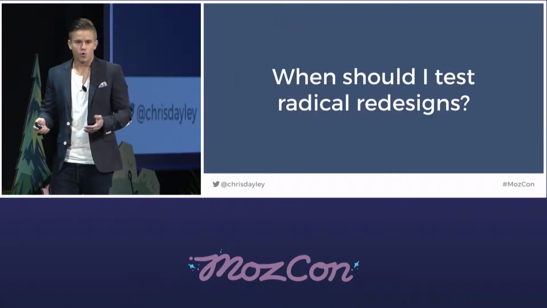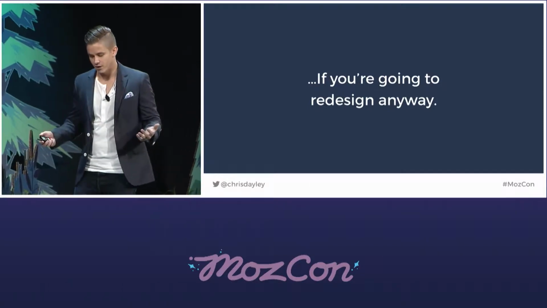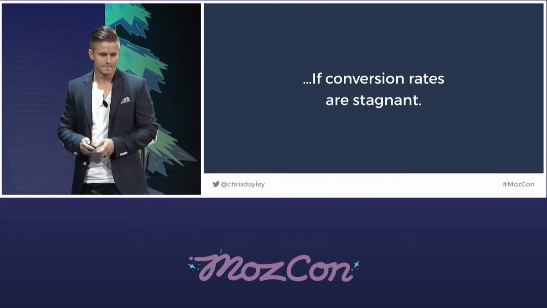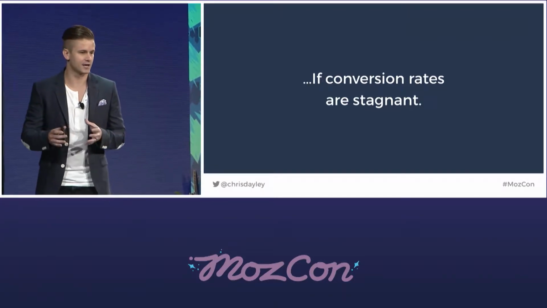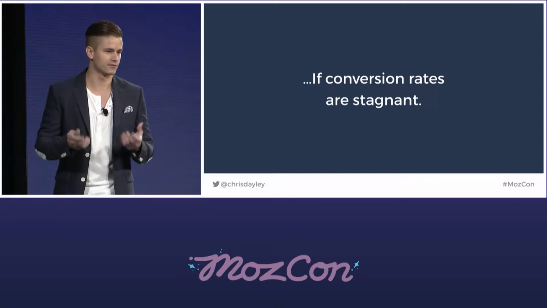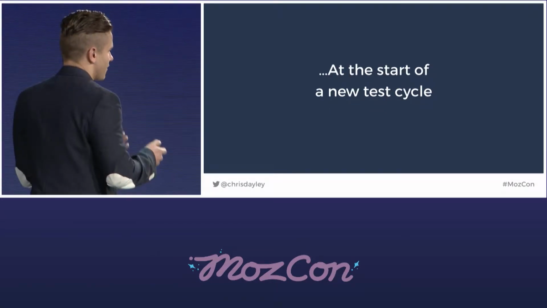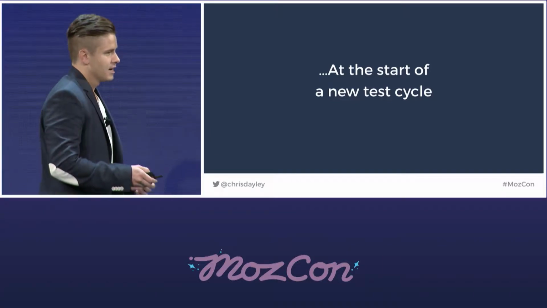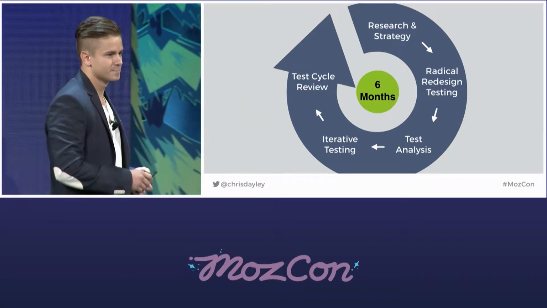So the question comes up, when should I run radical redesign tests? First is if you're going to redesign anyways, right? If you're redesigning your product. Second, if conversion rates are stagnant. So if you're running A/B tests and you're no longer finding lift in conversion rate. And finally, at the start of a new test cycle, and this is what I want to talk about for a minute. So let me show you an example of what a test cycle can look like.